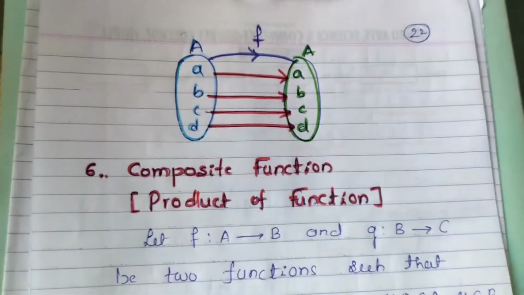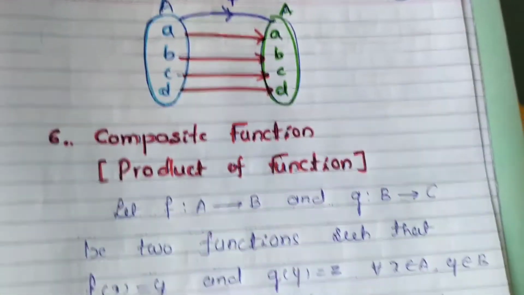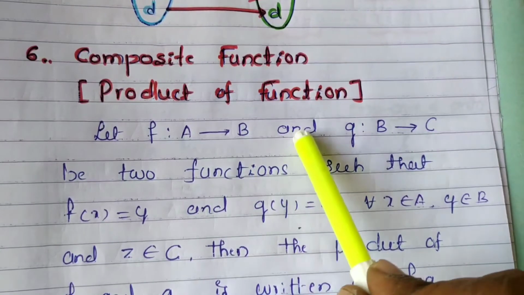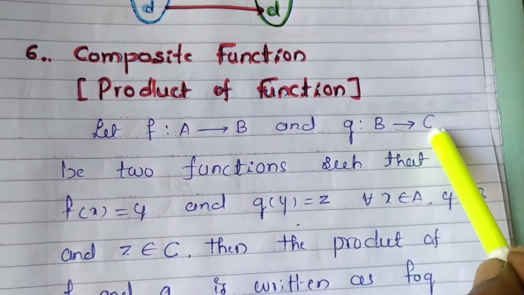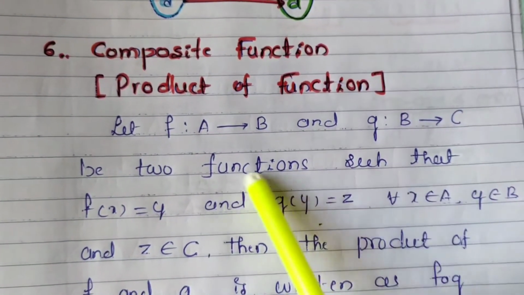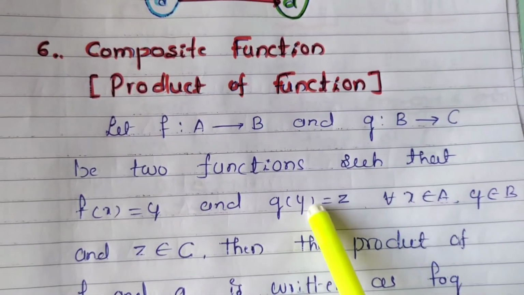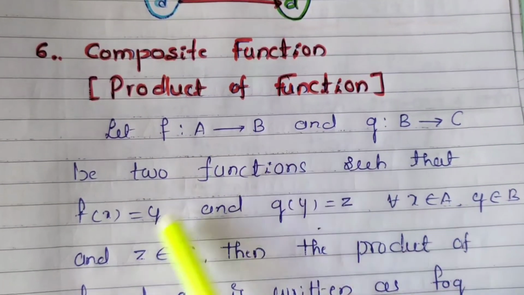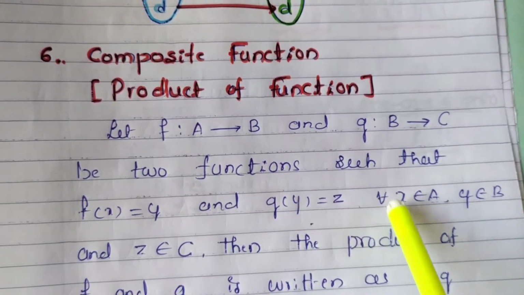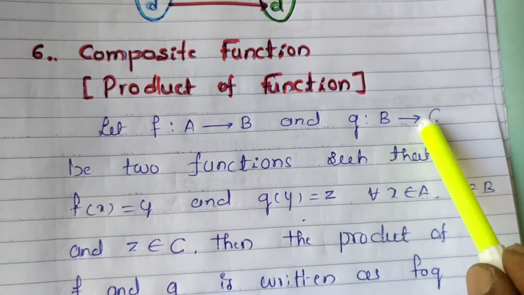Next, the composite function. Another name for the composite function is the product of functions. Here we need two functions. Let f from A to B and g from B to C be two functions, such that f is defined by f of x equals y, and g is defined by g of y equals z, where x is an element of A, y is an element of B, and z is an element of C.